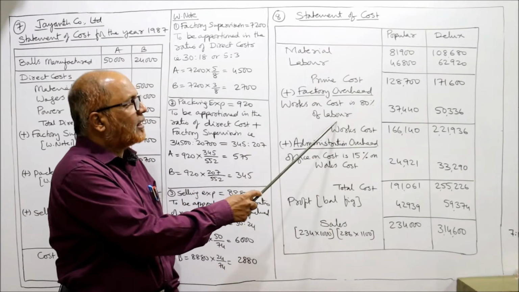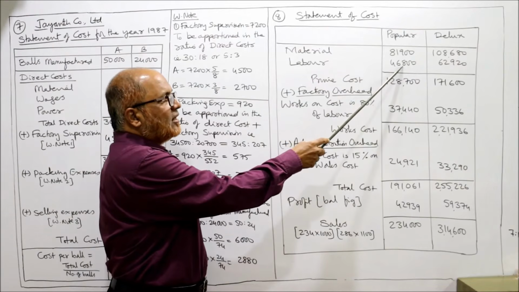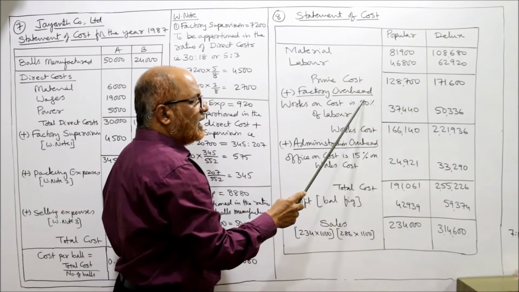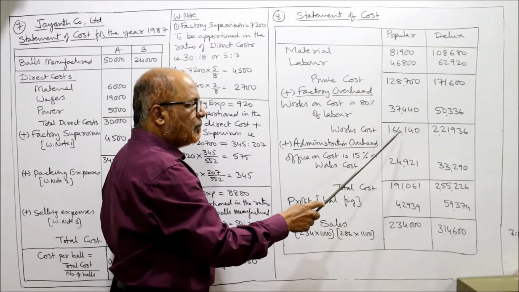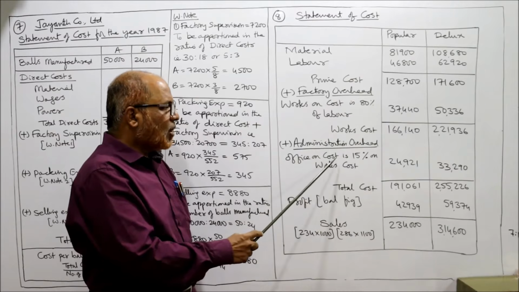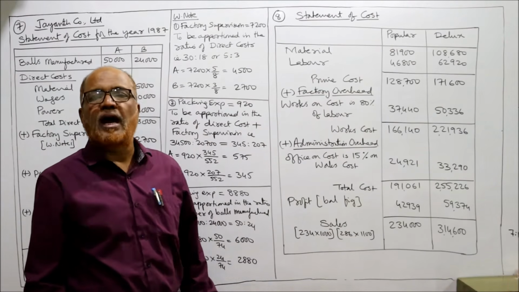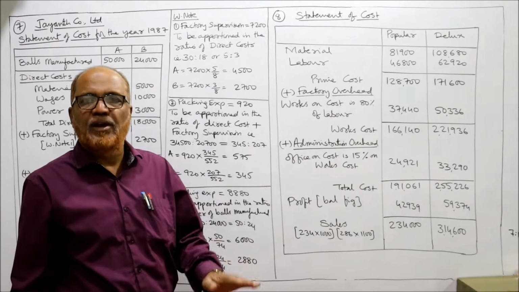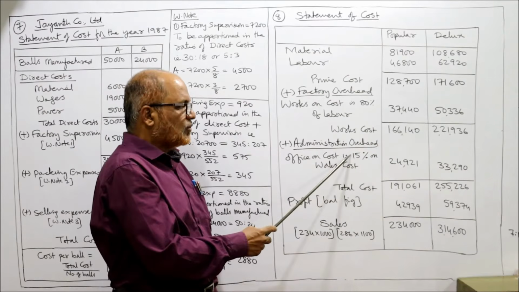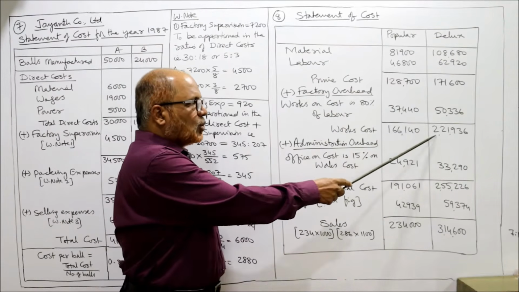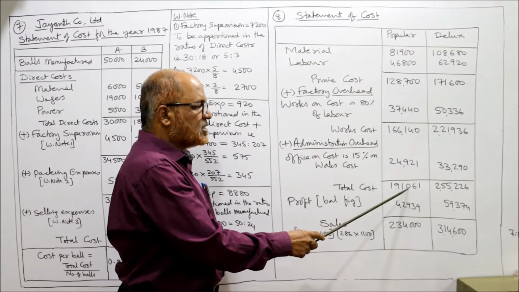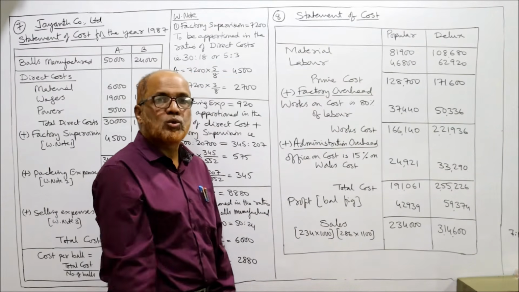तो 80% ऑफ लेबर, हाउ मच इज द लेबर? 46,800 into 80%, you will get 37,440. 62,920 into 80%, you will get 50,336. Add up, you will get works cost. Now to this, we'll add administration overhead. Office on cost is 15% of works cost. Just now I told you administration overhead or office on cost means same. 15% of works cost. So works cost we got 1,66,140 into 15%, 24,921. 221,936 into 15%, 33,920. Total cost will be 191,061, 255,226. This is the total cost.